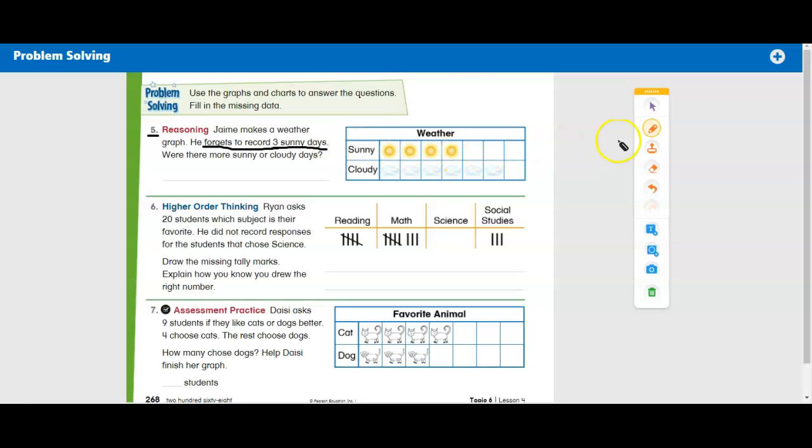So that means in this graph, there are actually 1, 2, 3 more days filled in. So which were there more of? Sunny days or cloudy days? Write your answer in the blank here. The words sunny and cloudy are here so that you can see how they are spelled. Write which day there was more of.